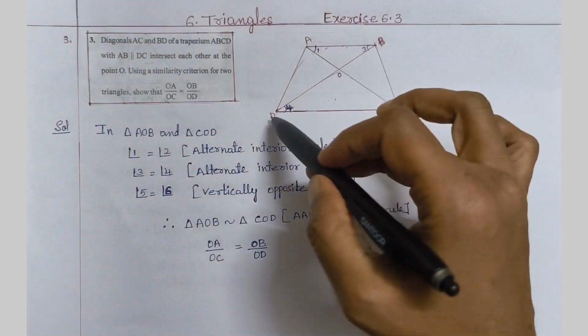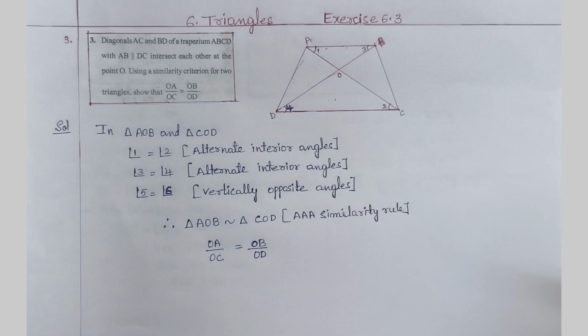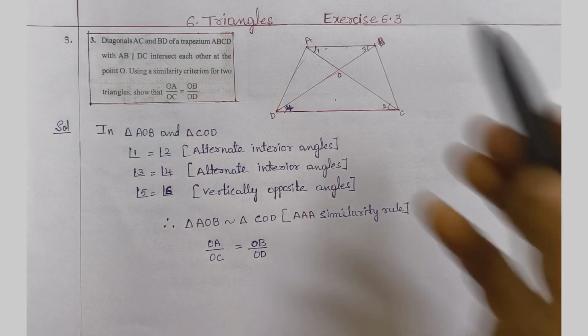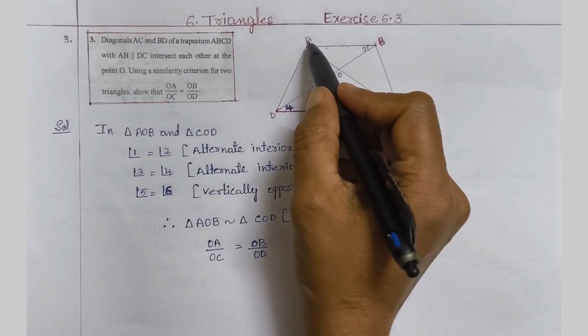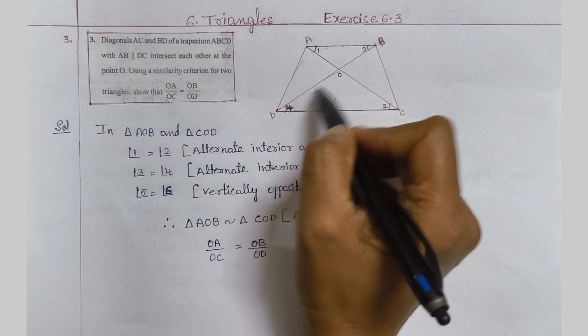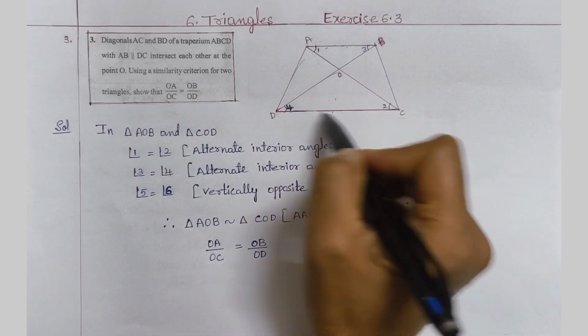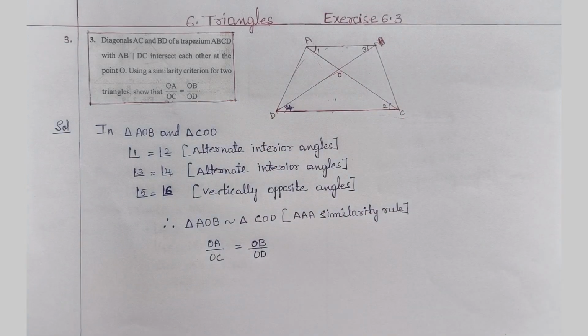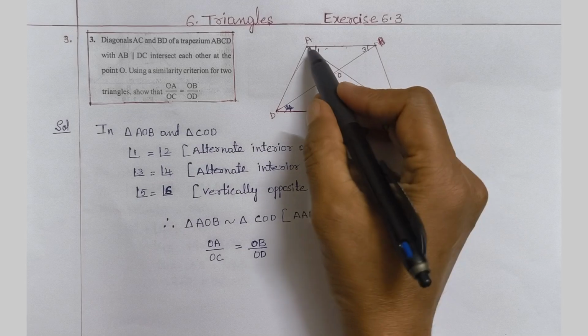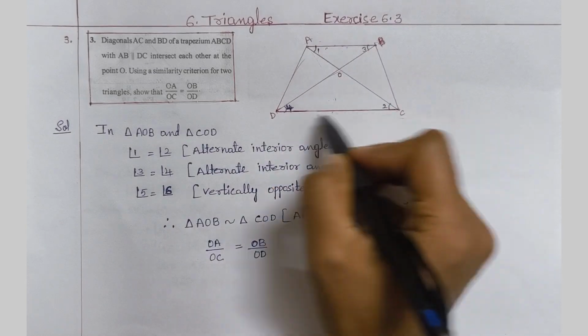So this side parallel is there. AB parallel to CD is there, which means I am taking the triangles on the parallel sides. Which triangle am I taking? Triangle AOB and triangle DOC. Okay. This triangle AOB and triangle COD I am taking.